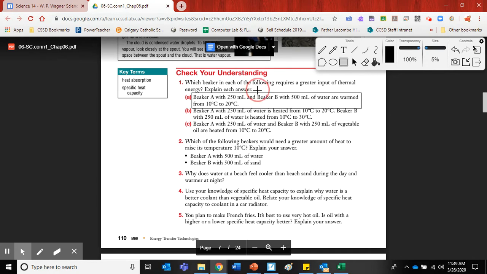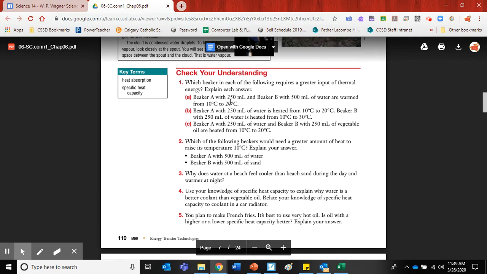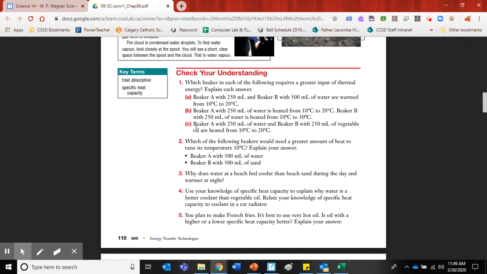Well, beaker B, because there's more water, and whatever the heat source is, it doesn't matter. It has more water, so it will require more energy. They're both heating to the same degree. So you could write down the explanation, write down your thought process to help you if you have a question like that on a quiz.